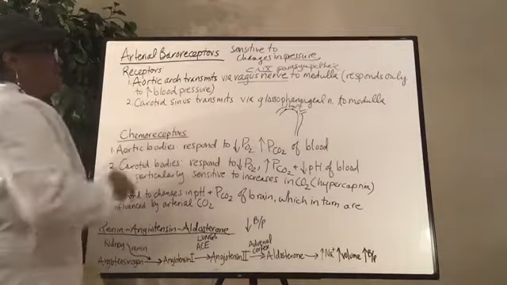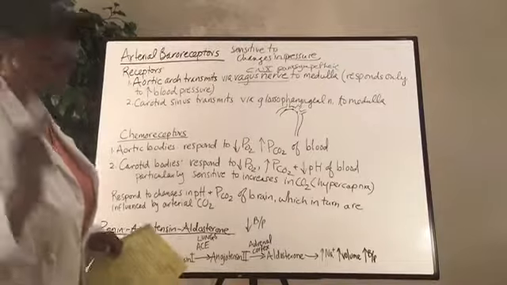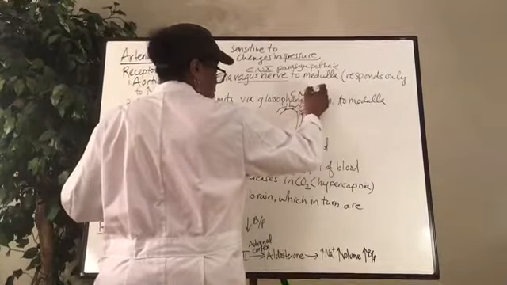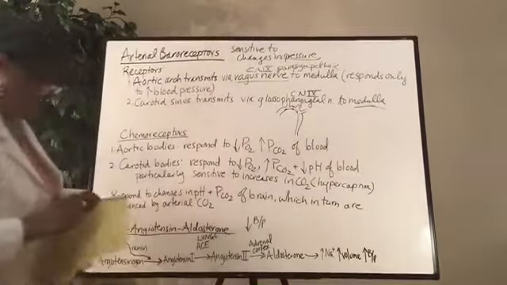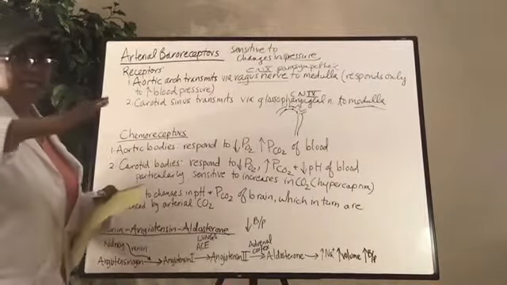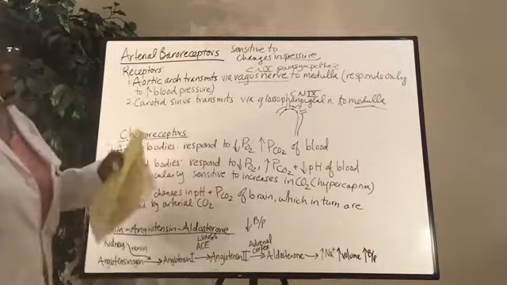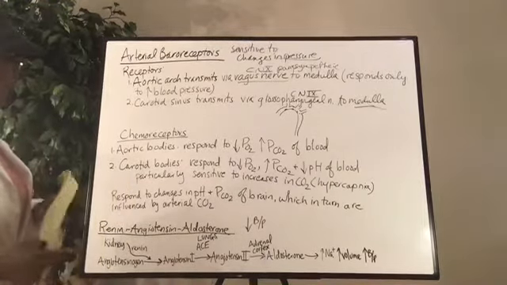Carotid sinus transmits via the glossopharyngeal nerve, that's cranial nerve 9, and that also goes to the medulla. And the medulla regulates your pressure. These nerves help regulate the pressure as it corresponds to the medulla. Let's put it that way.